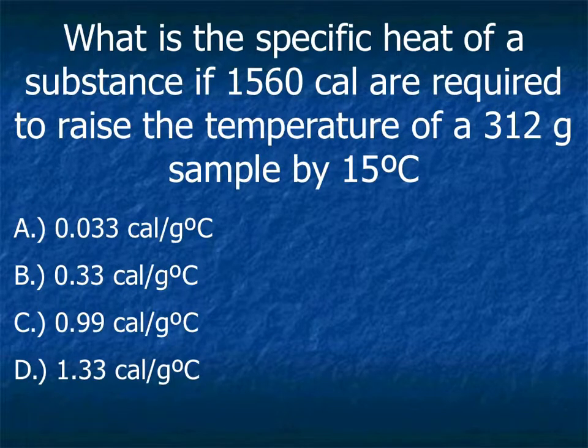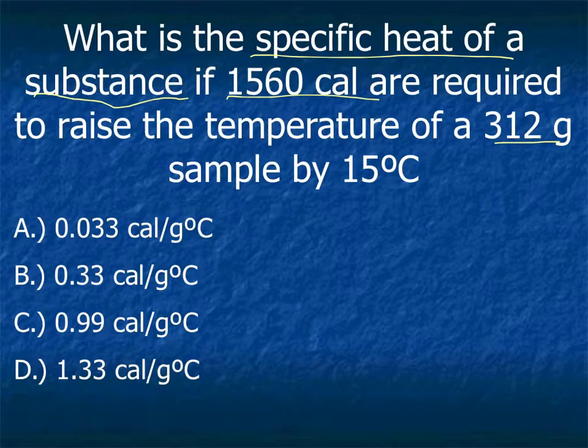Okay, here's another problem that you should be able to do. Basically, along the same lines, we're going to use that Q equals mC delta T equation. We're trying to find the specific heat of a substance, and we're giving you 1500 calories, 312 grams, and the delta T is going to be 15 degrees C. So stop the video here and try to do this on your own, and then come back in a few minutes and I will walk you through how it should be done.